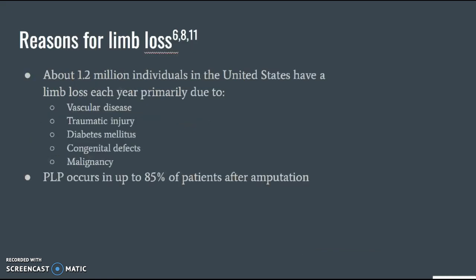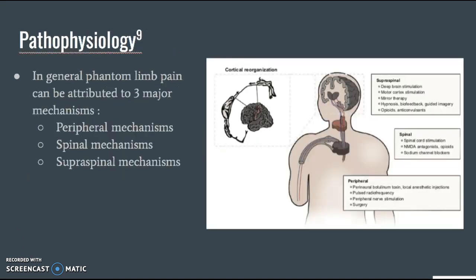There are a number of reasons for limb loss. About 1.2 million individuals in the United States every year have a limb loss. This is due to things like vascular disease, traumatic injury, diabetes mellitus, congenital defects, and malignancy. And phantom limb pain occurs in up to 85% of patients after amputation. In general, phantom limb pain can be attributed to three major mechanisms: peripheral mechanisms, spinal mechanisms, and supraspinal mechanisms.